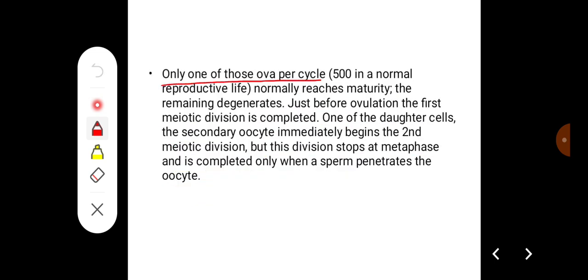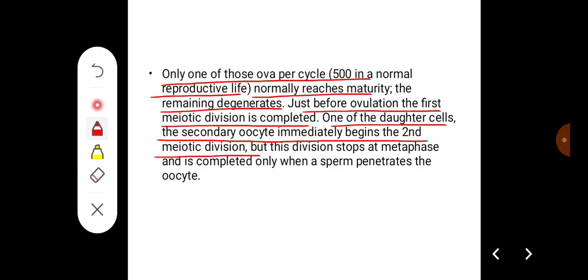Only one of those ova per cycle, that is 500 in normal reproductive life, normally reaches maturity. The remaining degenerate. Just before ovulation, the first meiotic division is completed. One of the daughter cells, the secondary oocyte, immediately begins the second meiotic division, but this division stops at metaphase and is completed only when a sperm penetrates the oocyte.